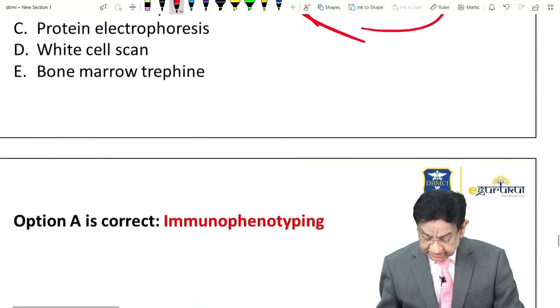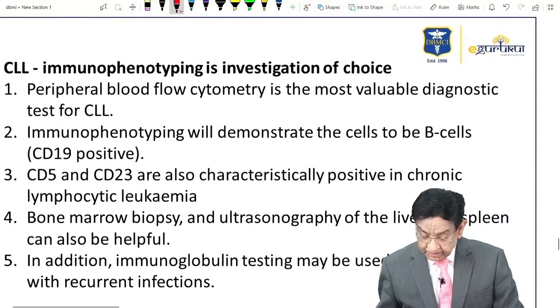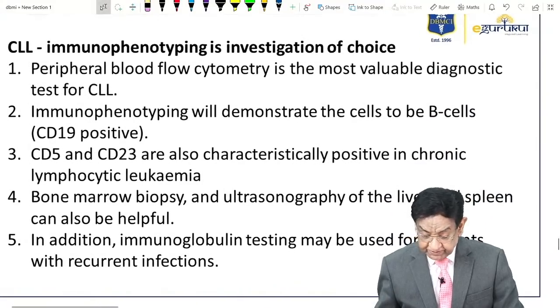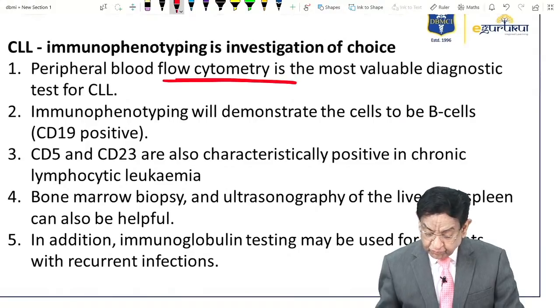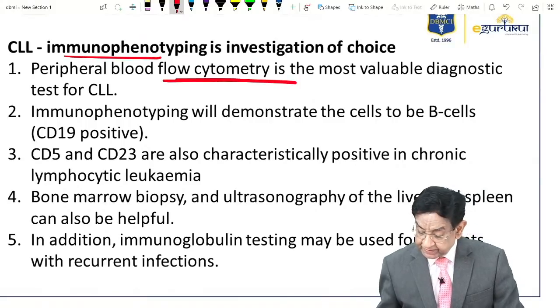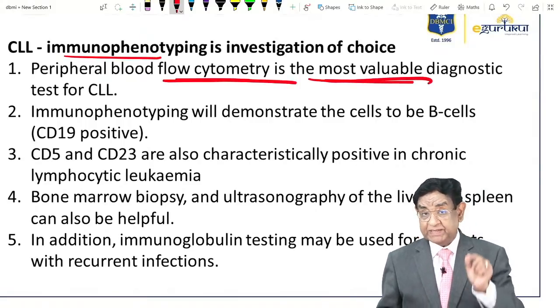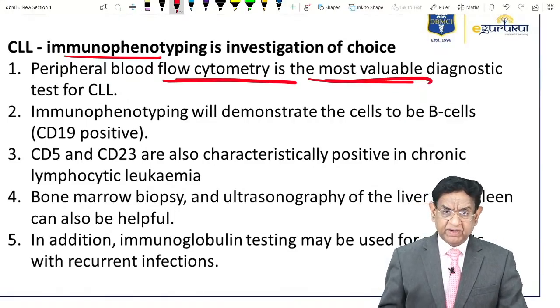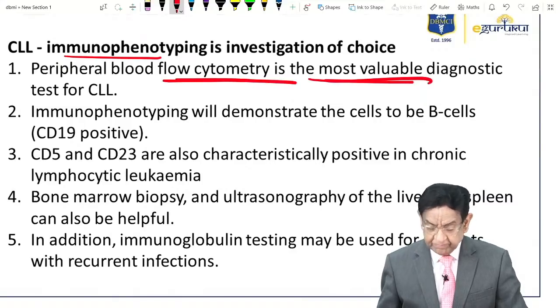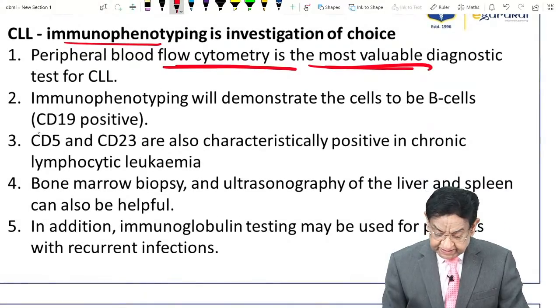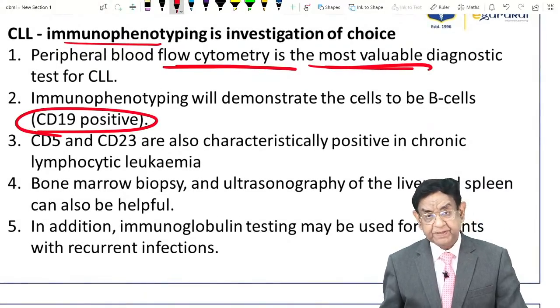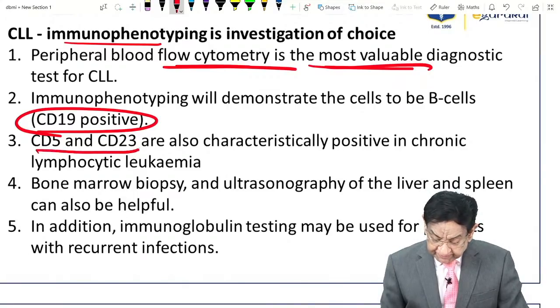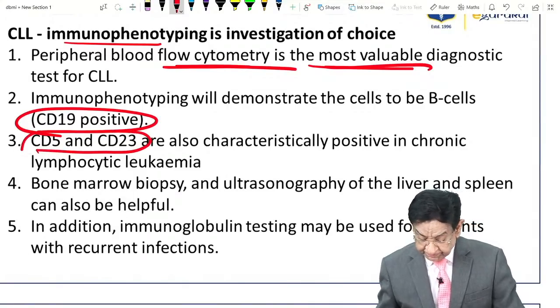So let's learn this. What is done? A very valuable investigation is flow cytometry, what we also call immunophenotypic. That means you have seen this increase in the peripheral smear, you got a lot of lymphocytes, smudge cells are seen, but you have to confirm by flow cytometry. So when you do flow cytometry, they are CD19 positive. In addition, CD5 and CD23 are also positive.